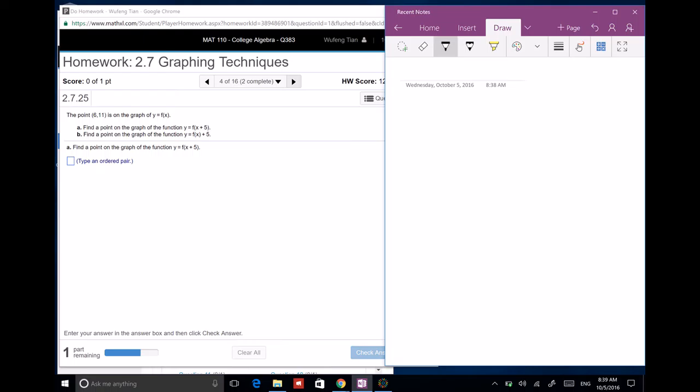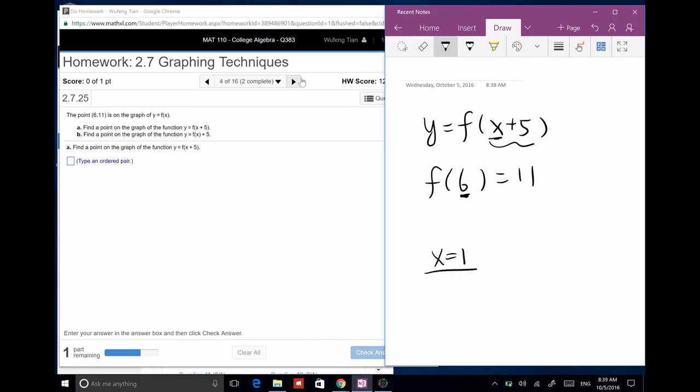6, 11 is on the graph y equals f(x). Find a point on the graph of y equals f(x + 5). Previously we have f(6) equals 11. Now whenever it's x plus 5, the function is going to be on the graph of f(x + 5). So if x equals 1, then the whole thing equals 6, right? So you got x equals 1, the value is 11. So the point should be 1, 11.